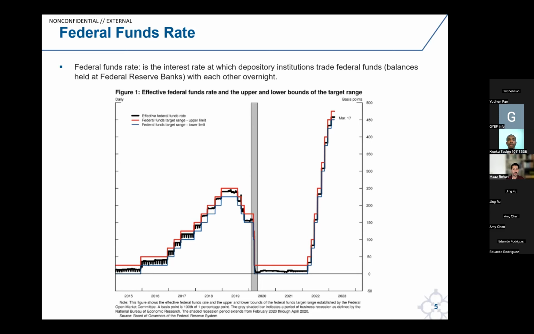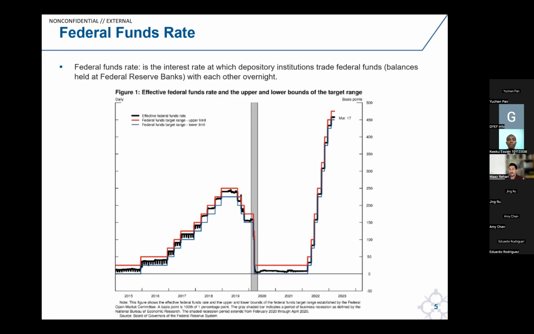And maybe if anybody knows what the current rate or the target rate range is, you can just unmute and shout it out if you want. So currently we're at 4.75 to 5%. And the figure on the slide shows the upper bound in red and the lower bound in blue of the federal funds target range since 2015.